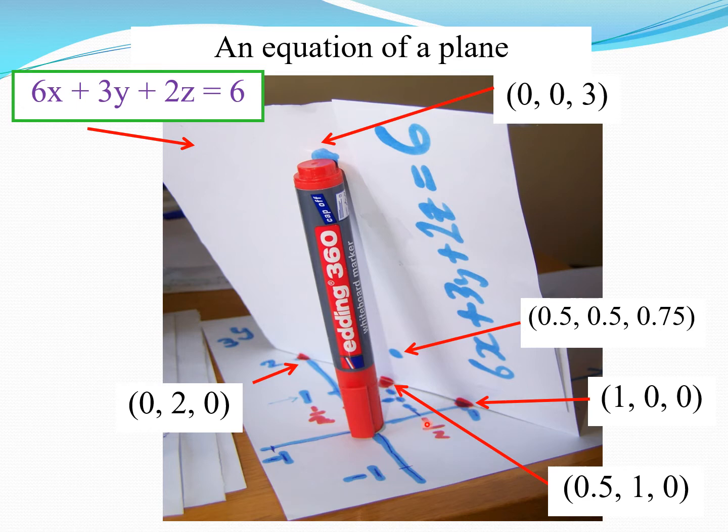It's over half on the x and it's up 1 unit on the y. We'll see it a little bit more clearly in a minute. And it's 0 on the z. So the point 0.5, 1, 0 also lies on that plane: 6 times 0.5 is 3, plus 3 ones are 3, plus 0 equals 6.